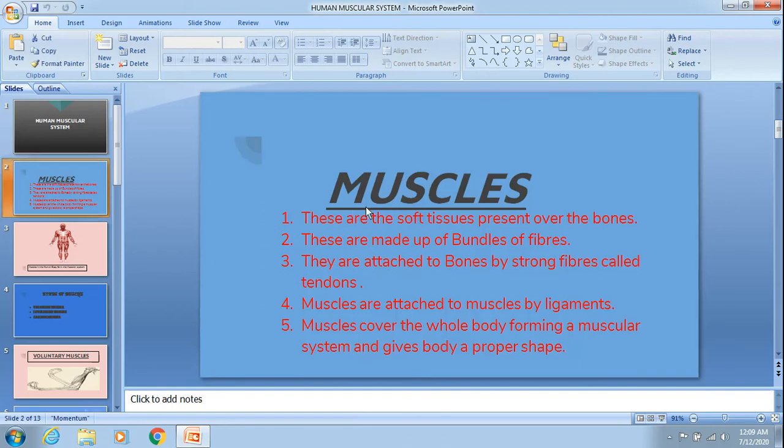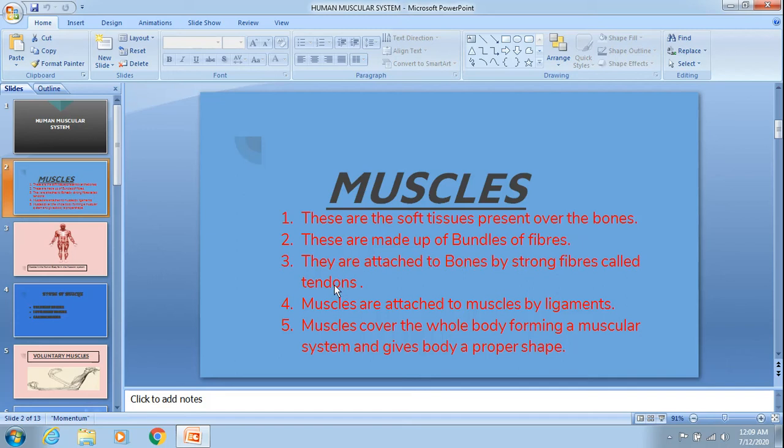Muscles. What are these actually? These are the soft tissues which are present over the bones, right? So these are the tissues that help in covering our bones. These are made up of bundles of fibers. There are many fibers that are connected to these bones. They are attached to bones by strong fibers called tendons.